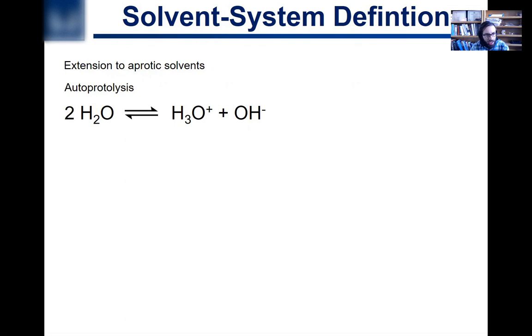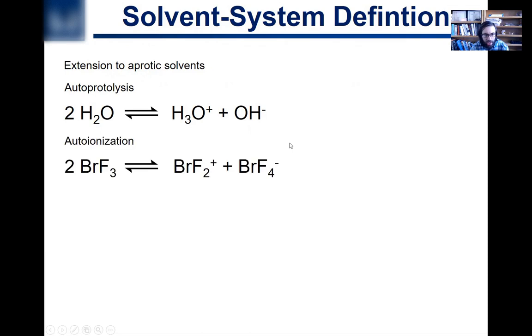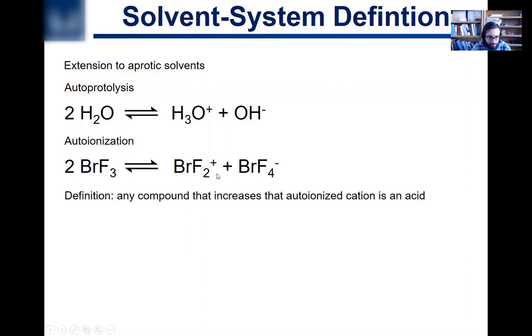So autoprotolysis of water, just to remind you, right, 2 molecules of water going to hydronium and hydroxide. Now let's expand this and just call it autoionization, okay? We're not necessarily talking about protons here. Think, for example, of bromine trifluoride. This can undergo autoionization associated with the fluoride. So you can get 2 molecules of bromine trifluoride giving you 1 molecule of BrF2 plus and 1 molecule of BrF4 minus. So fluorides are hopping around here.